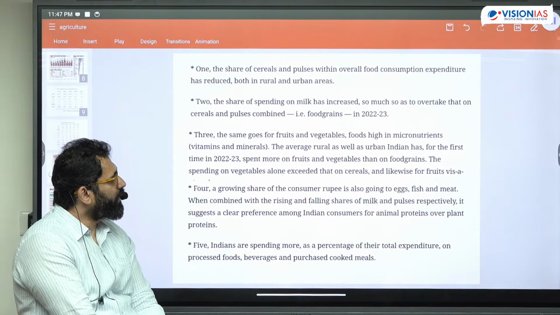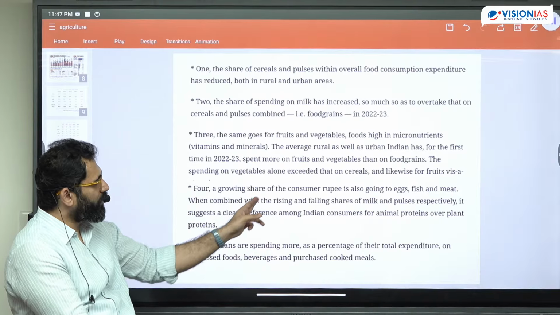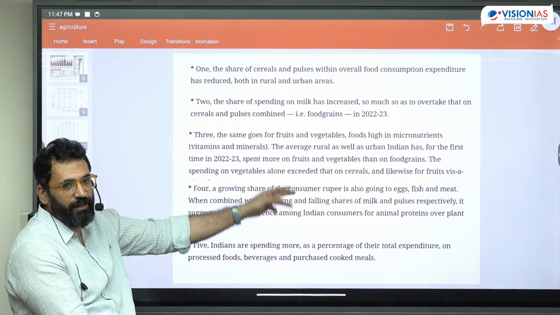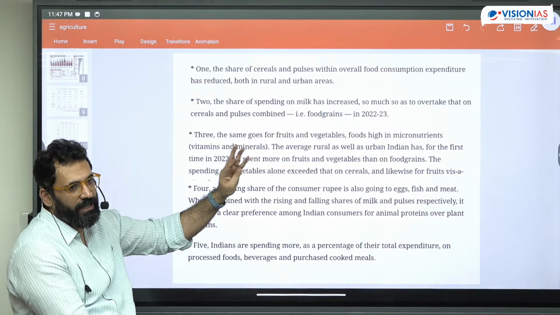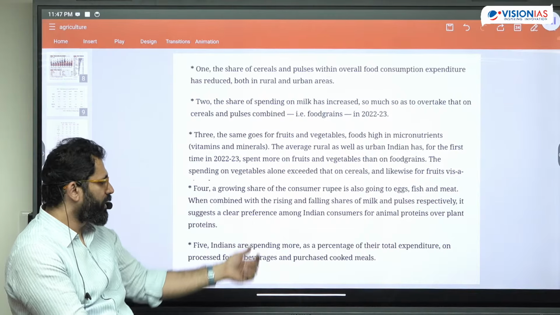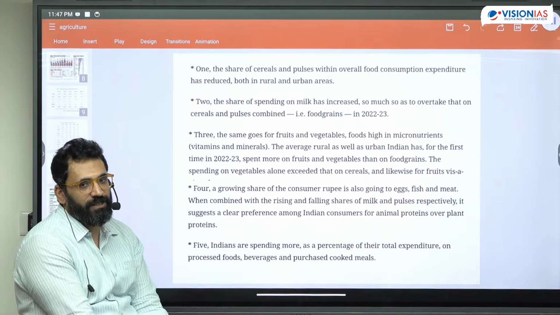Share of spending of milk has increased. Fruit, vegetable has increased. Consumer going to egg, fish, meat. Fruit, egg, fish, meat and milk is increasing. Cereals and pulses falling. And finally, percentage of expenditure done on beverages is increasing. Processed food. This is the agriculture trade.